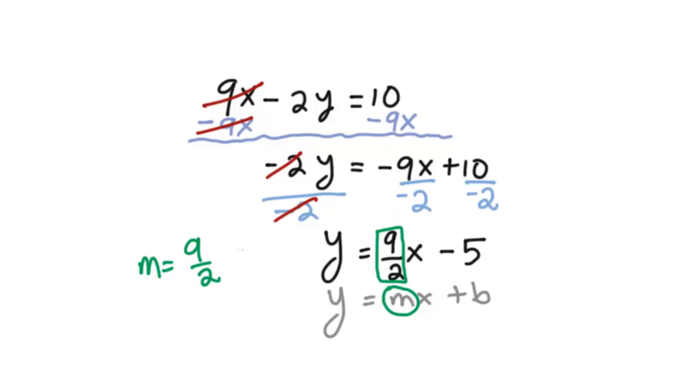And now we can find the b. Well, the b here is the negative 5, right? You always take the sign that corresponds to the number, or the sign that's to the left of it, right? So it's negative 5 here. So b, the y-intercept, is negative 5. Okay? And that's how you find the slope and the y-intercept of an equation.